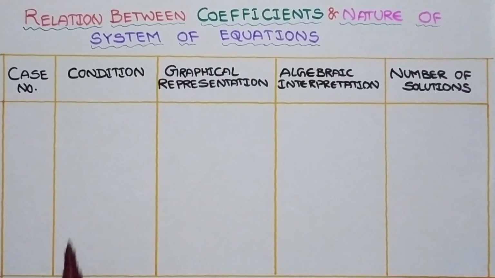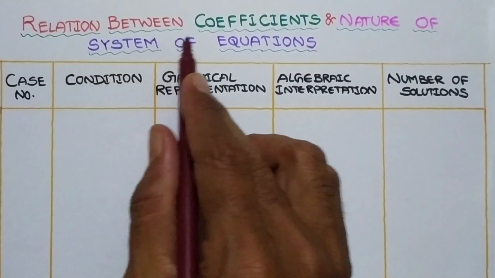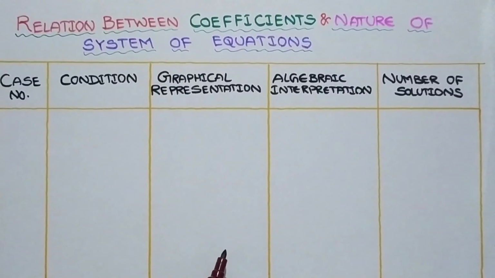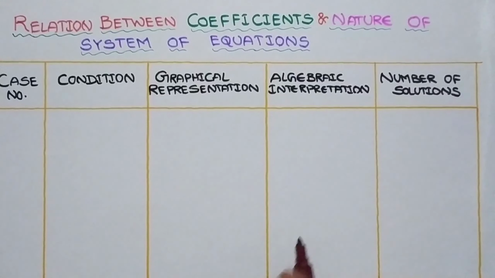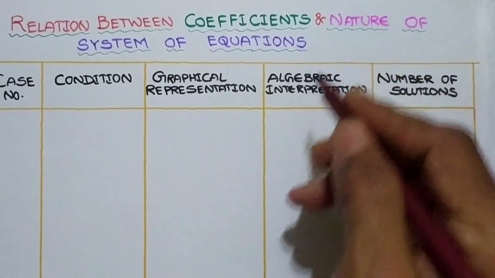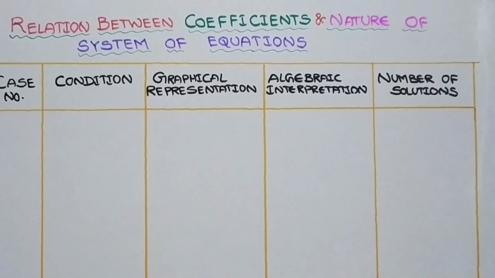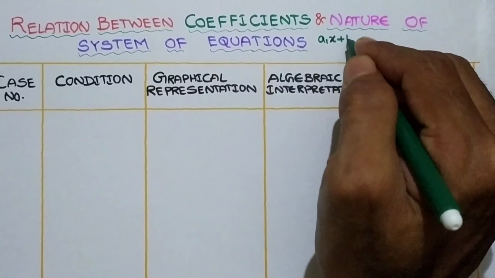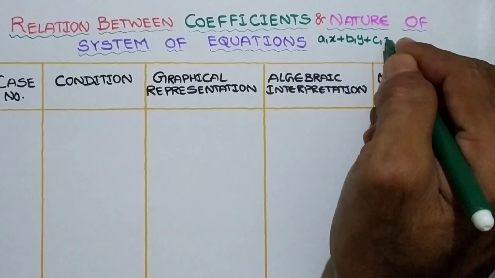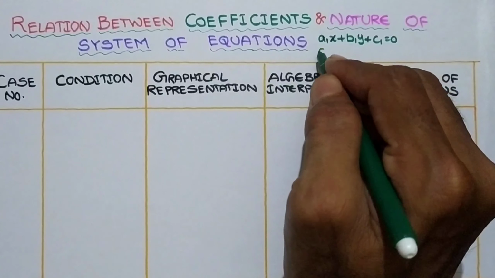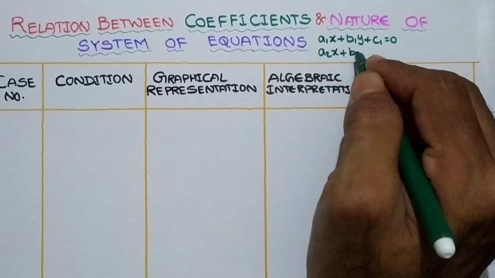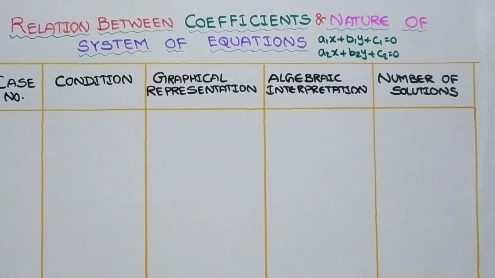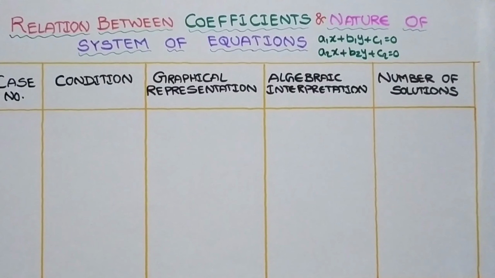Right. Now we see the relation between coefficients and the nature of the system of equations. For example, here let us consider two equations. They are a1x plus b1y plus c1 equal to 0 and a2x plus b2y plus c2 equal to 0. Now there are three cases.